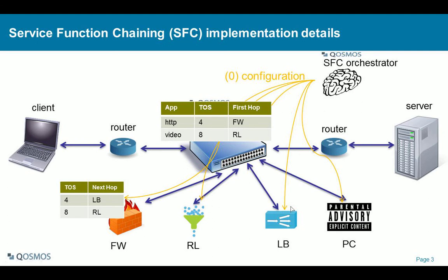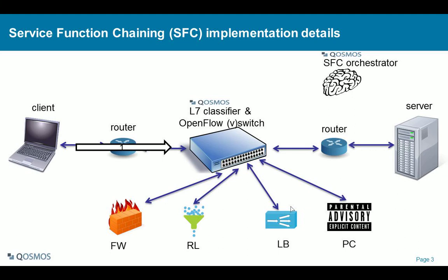Let's have an example with HTTP traffic going through firewall and load balancer, chain number 4. So the HTTP request is coming from the client to the server. The Cosmos DPI engine analyzes the traffic and says, okay, this is HTTP, so this is TOS number 4, next hop is firewall. So thanks to OpenFlow rules configured by the SFC orchestrator in the vSwitch, the packet has an updated TOS and is sent to the firewall. The firewall processes the packet, lets it pass through, then back to the switch.